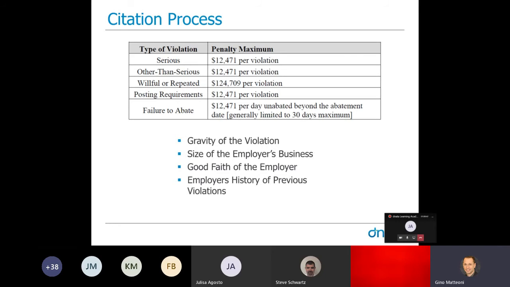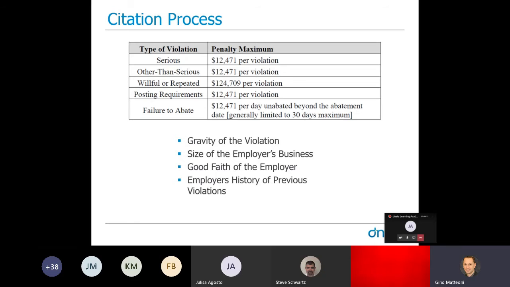Willful means they have to prove that we knowingly knew of the concerns, knew of the conditions, knew of the behaviors, and we did nothing. That is considered willful. Not meeting the posting requirements, failure to abate, that is fix or remediate the concern, can have daily charges or compounding charges.